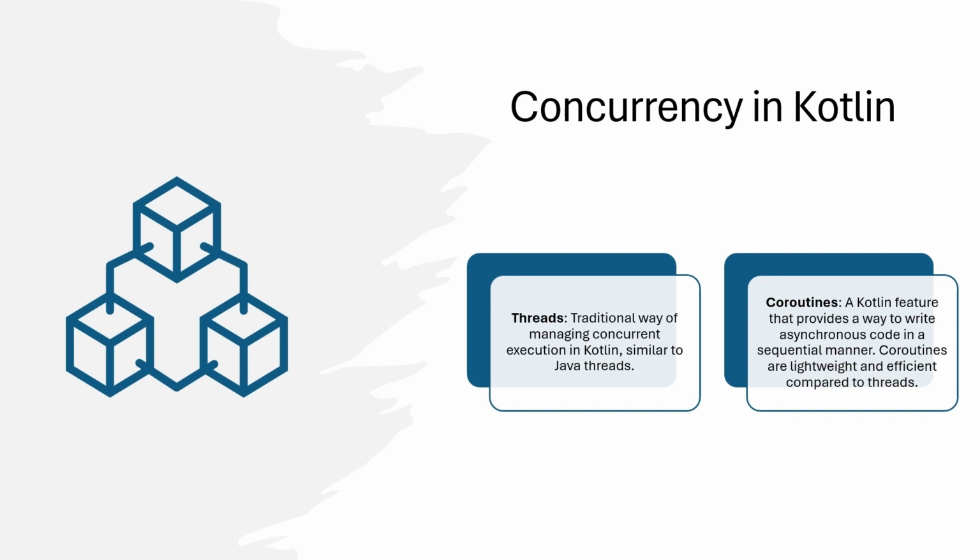Next advanced concept is concurrency. So we have two main things to understand: threads and coroutines. For the threads, it's basically a traditional way of managing concurrent executions in a programming language like Kotlin, but it's also similar to Java threads in this case. For the coroutines, it's a feature that provides a way to write asynchronous code in a sequential manner. So coroutines are lightweight and efficient compared to threads.